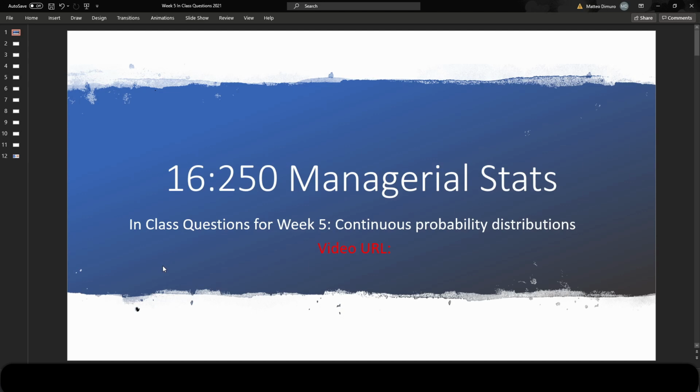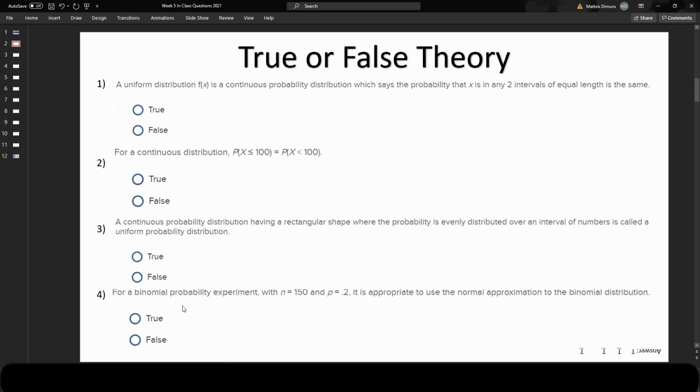Another week, another set of problems. Today we're looking at continuous probability distributions. Video URL to follow, you'll see it on the usual playlist. So, let's start off with some good old true or false theory.